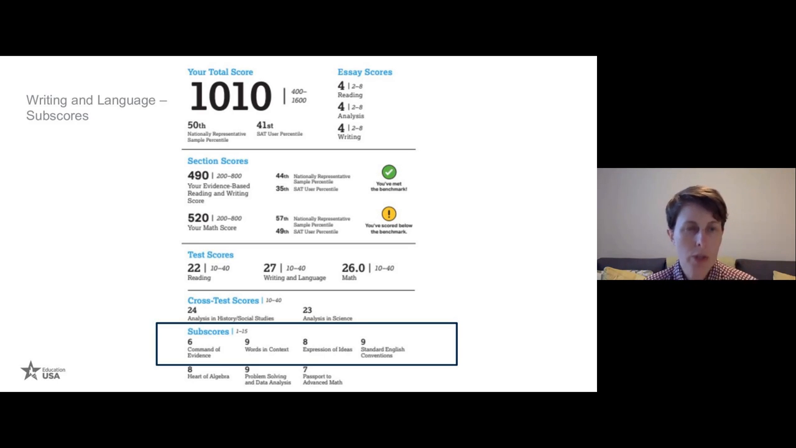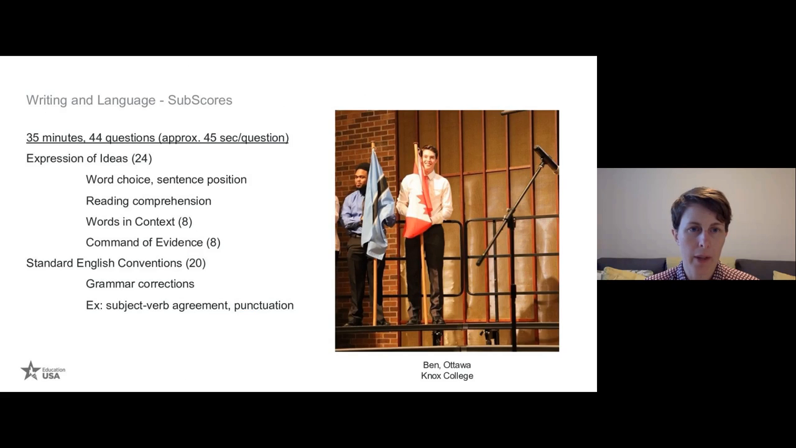So the subscores for the writing section can be found in the top row. There are 4 different subscores there. The 2 main subscores are expression of ideas and standard English conventions, and they represent the full 44 questions you will encounter on the writing and language section. Out of the 44 questions, 24 are expression of ideas questions and 20 are standard English conventions questions.